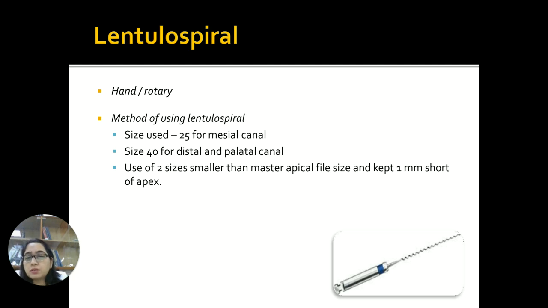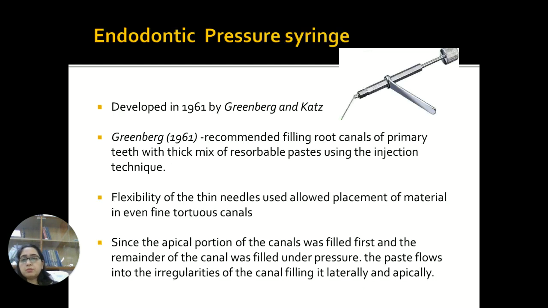The size 25 is used for mesial canals usually, and 40 can be used for distal or palatal canals, or even for certain mesial canals which are quite large in size. The use of a file two sizes smaller than the master apical file is advocated, and it is kept 1 mm short of the apex. Another method is using an endodontic pressure syringe.